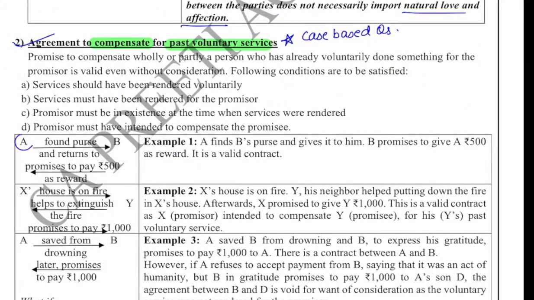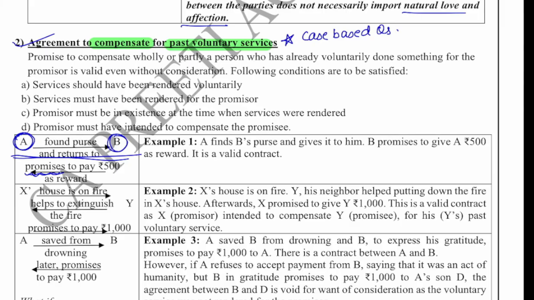Now, A found B's purse and he returns it to him. The act is over. Then B promises. Now, if he's promising, it means he's entering into a contract. Now he promises to pay 500 rupees as reward. So B is promising to compensate for A's past voluntary service. Now, he had not asked him to find. A found the purse on his own.